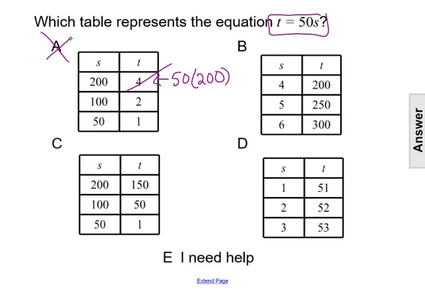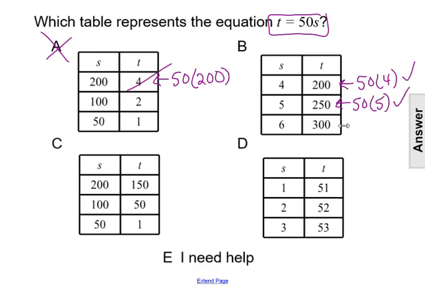Let's look at B. Now we have s equals 4. So this output, if that's the input, this output of 200 would be from 50 times 4. And 50 times 4 is 200, so that works. Let's look at the next row. We have an input of 5. So 50 times 5 would be our output of 250, which is true.